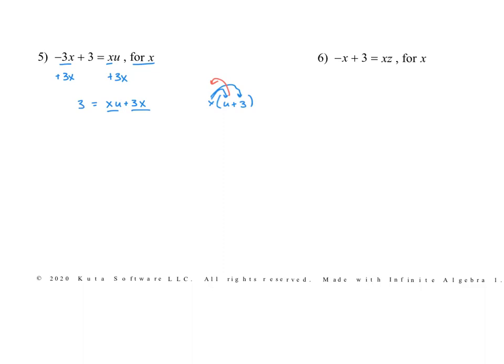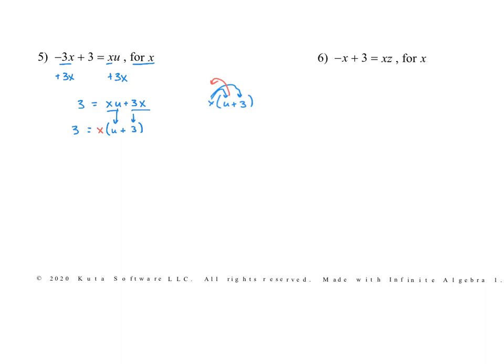And I'm going to take x, I'm going to put it up front. And then I'm going to, in my parentheses, have whatever's left. So u goes right here, plus 3. So all I did is see that I had an x in both terms and pull it out of both terms and just stick it up front. Okay.